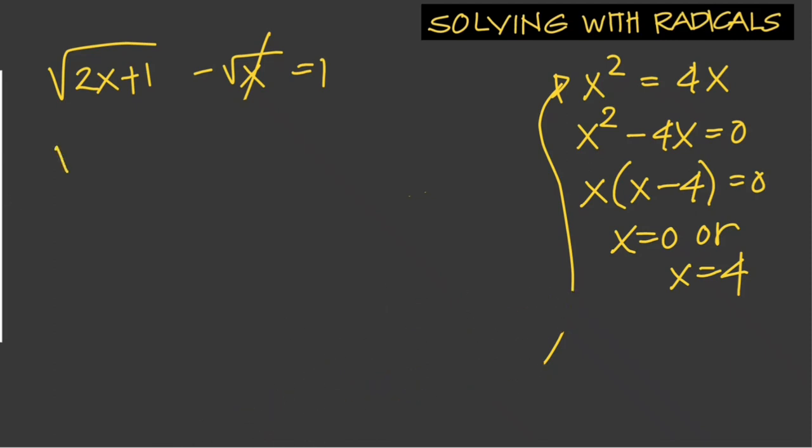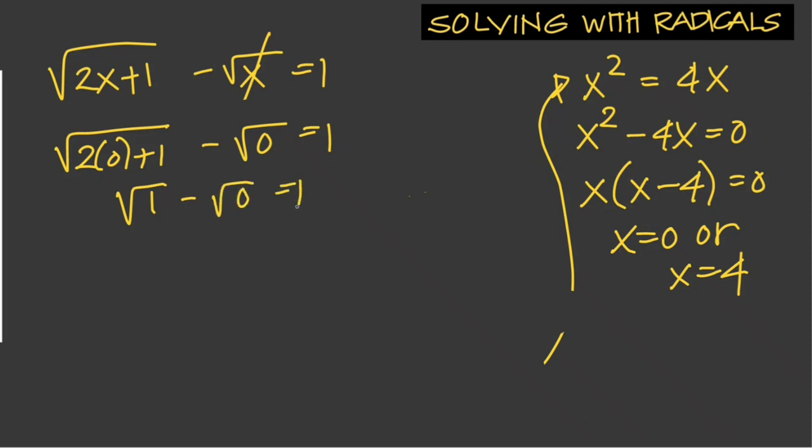So that would be square root of 2 times 0 plus 1 minus square root of 0 equals 1. So this is square root of 1 minus square root of 0 equals 1. 1 minus 0 equals 1. 1 equals 1. Okay, so that means x equals 0 is a true solution. How about when x is equal to 4?